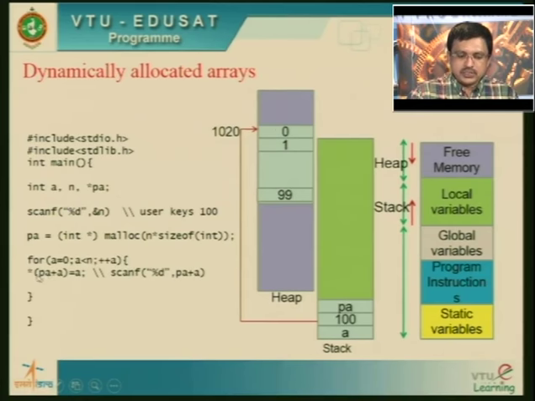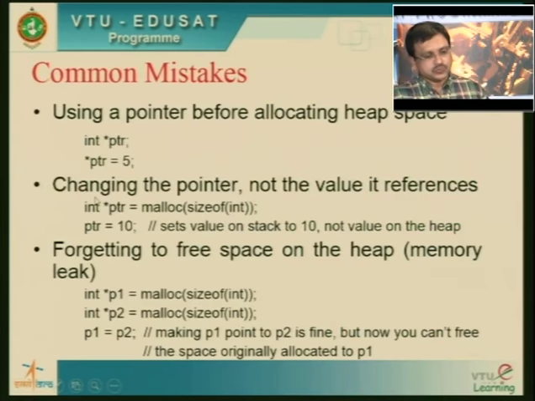Another way of doing it is to set up a loop and assign the values. This loop assigns the index values, so these values get 0 to 99 because n is 100. I can also use interactive input. I can say scanf("%d", pa + a). Here a is initially 0 and goes on from 0 to 99 in steps of 1. So, whatever the user keys in, those 100 values will come and sit here. This is the way you access the heap.